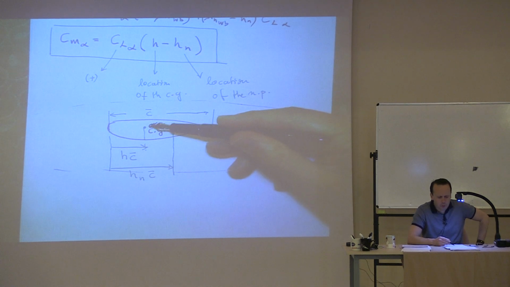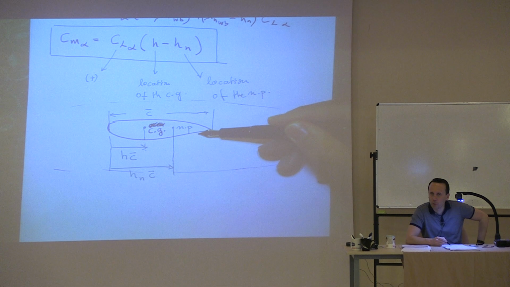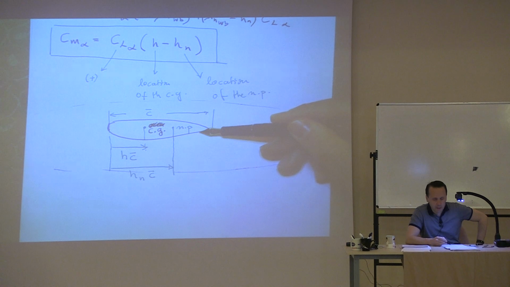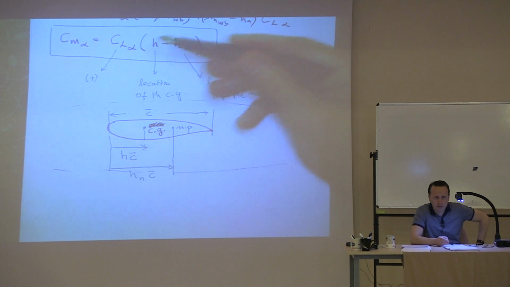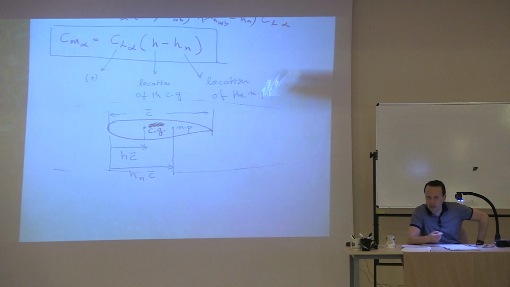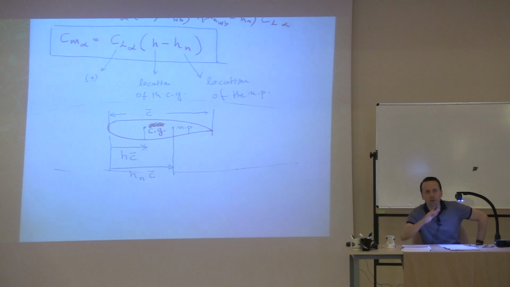If the CG moves towards the back of the neutral point, what happens then? The airplane becomes unstable, because this will become larger and this will be positive, and therefore Cm alpha will be positive and the aircraft will be unstable. Okay? And this is a very fundamental result to have stable airplanes in the longitudinal direction. The CG of the aircraft must be in front of the neutral point so that the aircraft is a stable airplane.